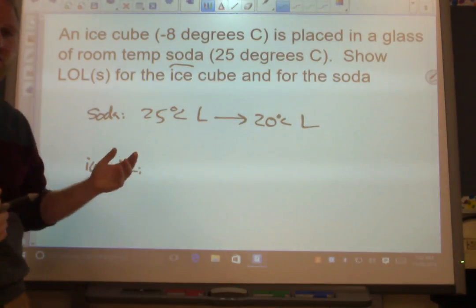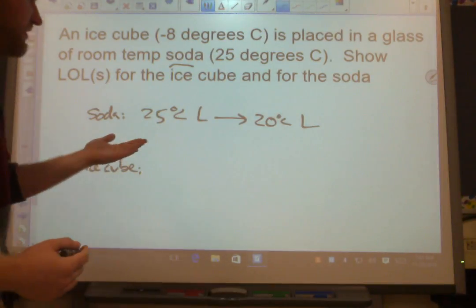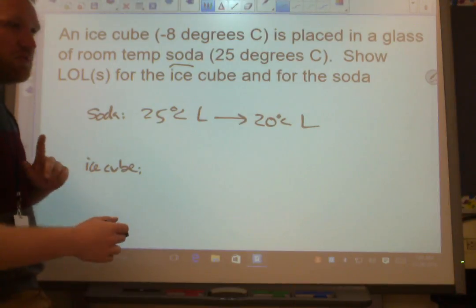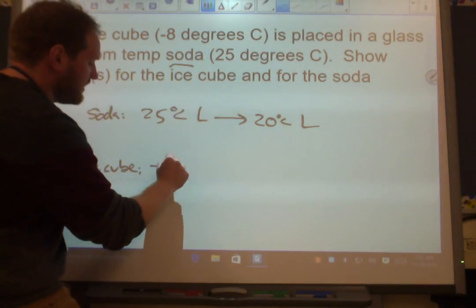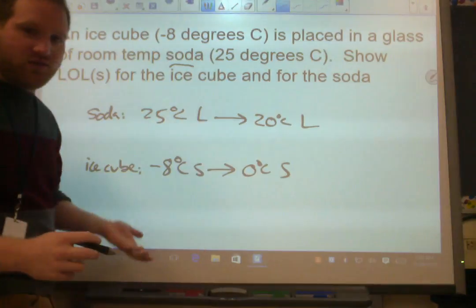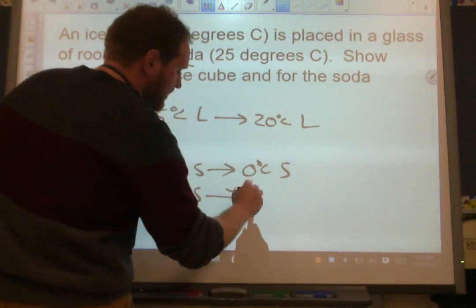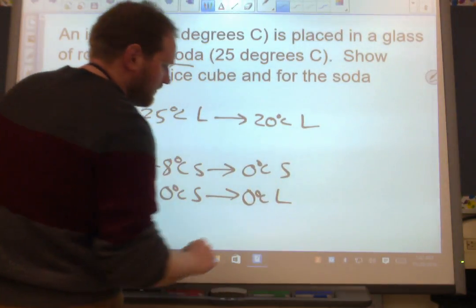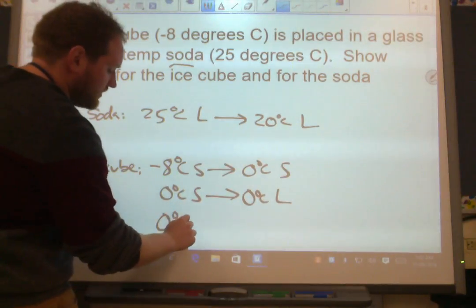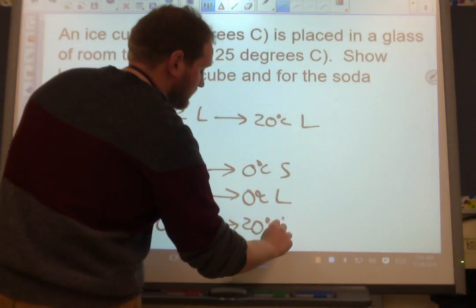The ice cube is going to have to melt and then warm up to 20 degrees Celsius liquid as well. But since it started at -8 solid, this is going to be multi-step. So it's going to be -8 degrees Celsius solid, turning into 0 degrees Celsius solid. That's the warming up. Then it's going to melt, so 0 degrees Celsius solid, turning into 0 degrees Celsius liquid. And finally, now that it's liquid, it can warm up. 0 degrees Celsius liquid, warming up into 20 degrees Celsius liquid.